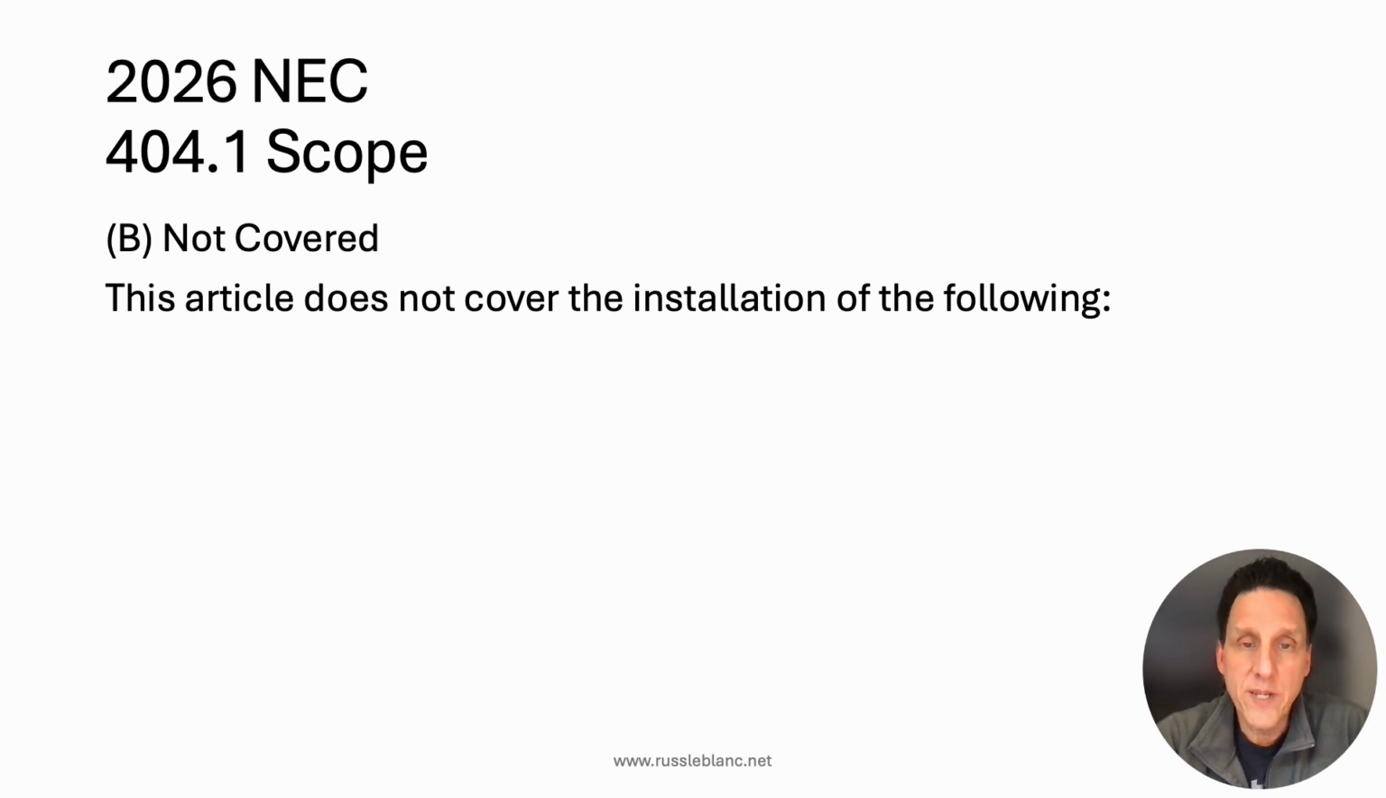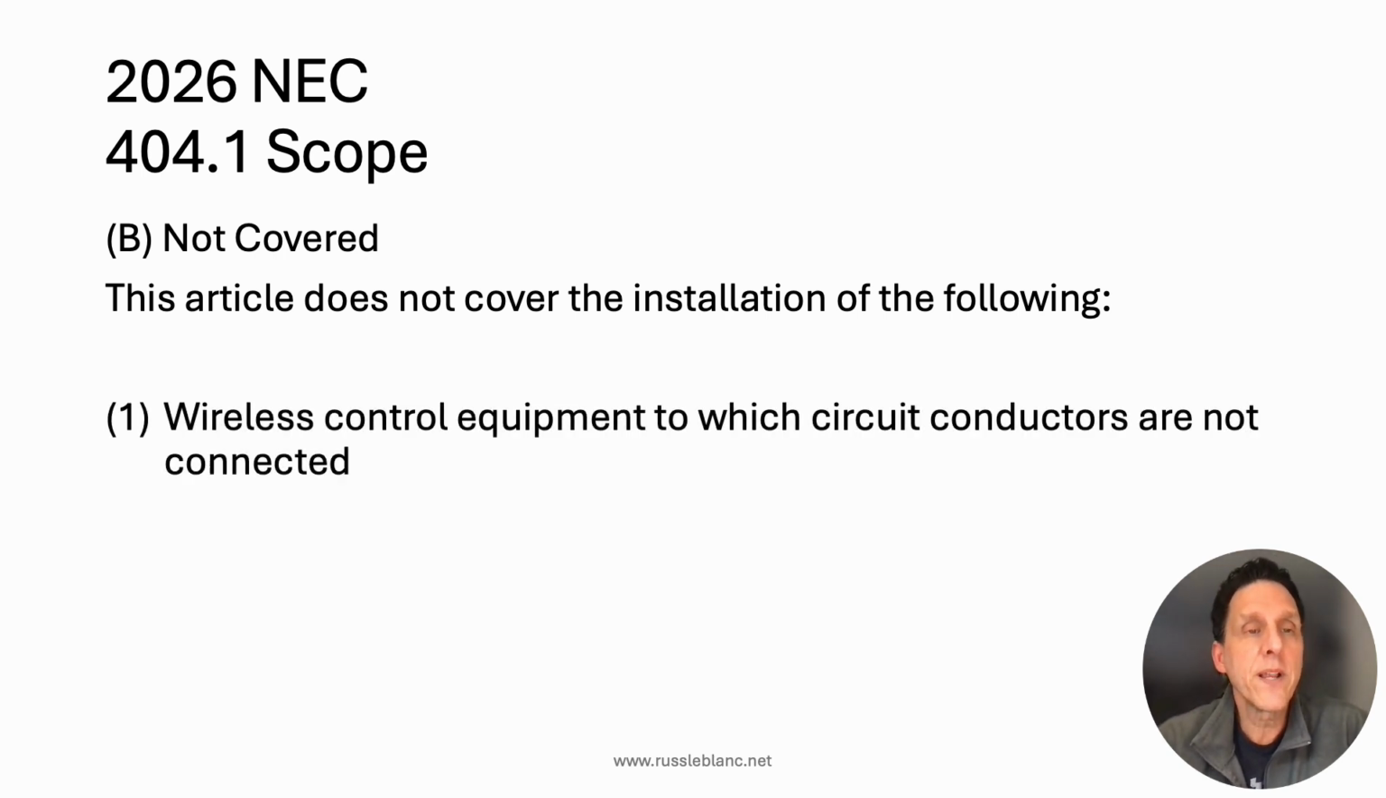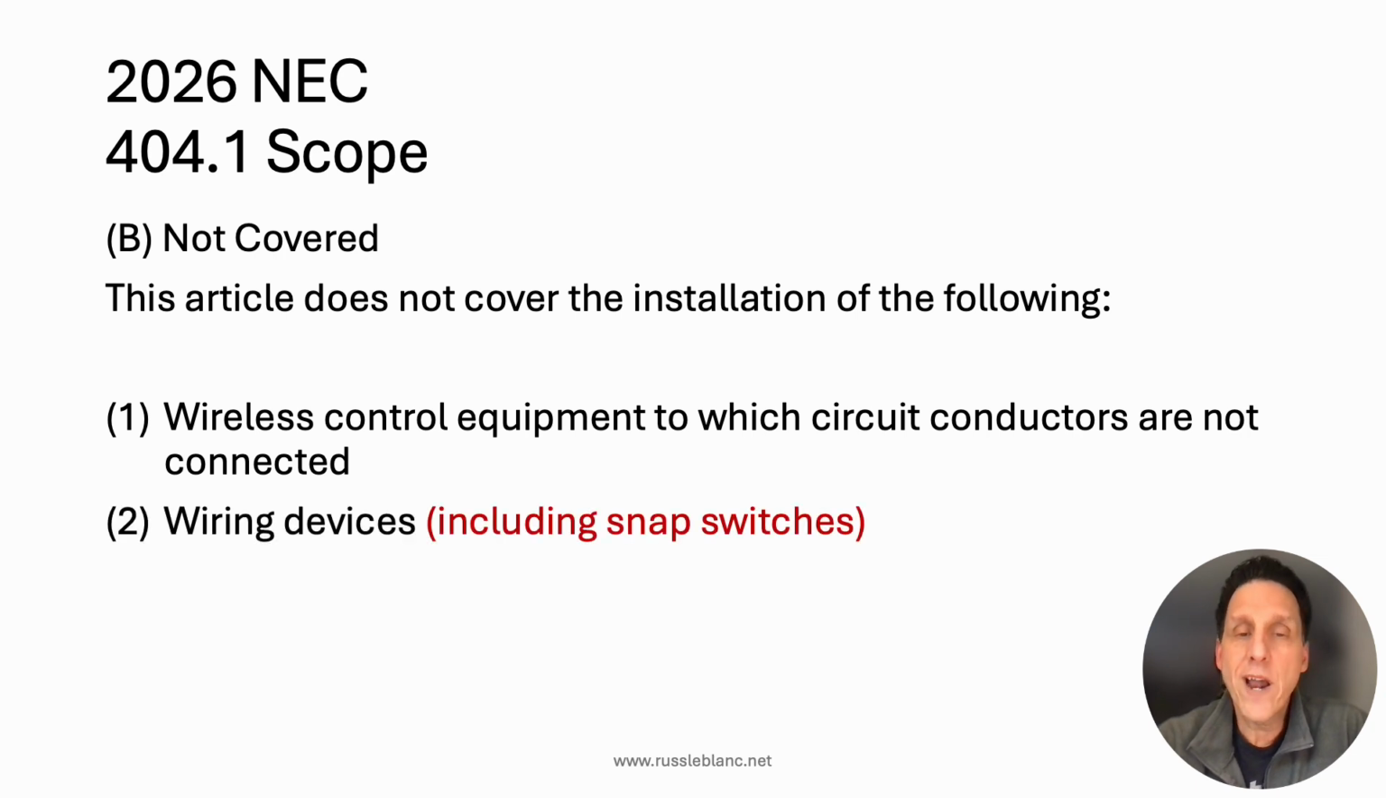What's not going to be covered in 2026? It does not cover the installation of the following. Wireless control equipment still is not going to be covered if there are no circuit conductors connected to it. And then wiring devices. There were a whole bunch of wiring devices that I showed you, including snap switches and dimmers, right? Those will no longer be covered by 404.